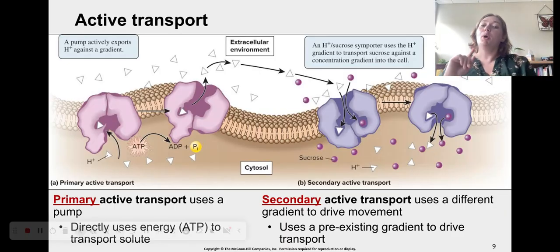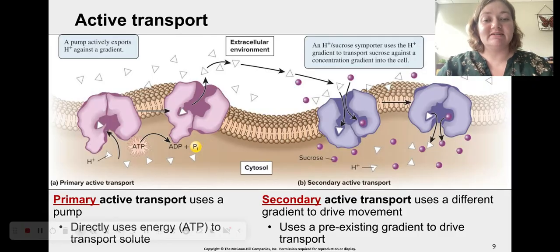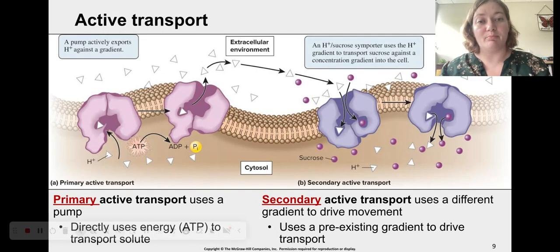All right, so primary active transport uses ATP directly. Secondary active transport uses ATP secondarily, right? It uses a concentration gradient set up by primary active transport.